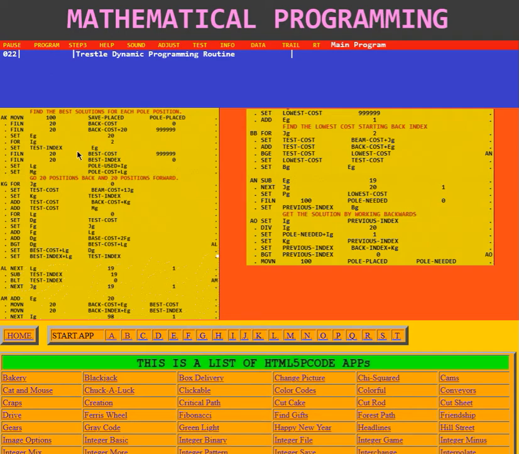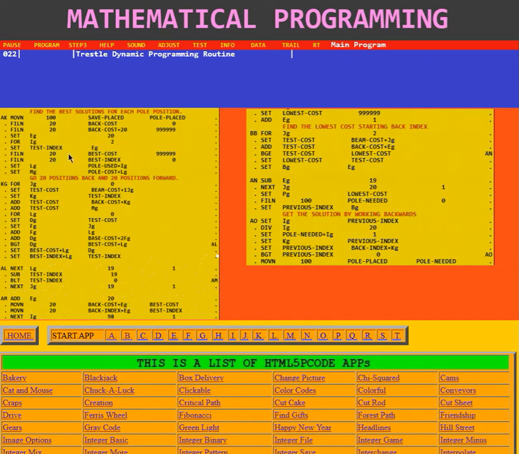Next it says, set the test index to EG. Well, here's EG 20, and down here it adds the EG 20 each time, because that offset, there are 20 for each pole. So that value has to be increased 20 each time we go to a new pole.